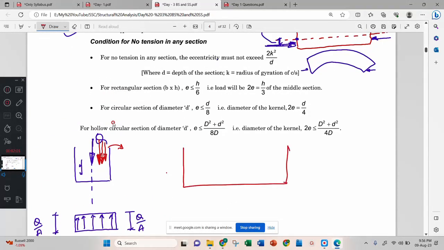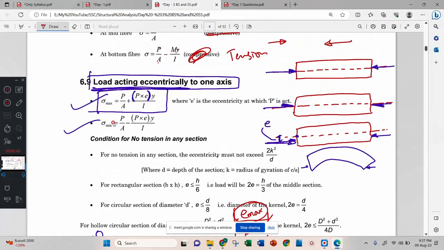This is a beam, this is the center. If you apply the load here with eccentricity E, there is a little more compression on one side and less compression on the other. Then again, more compression on one side and very little on the other. Then if you shift your E this side, more compression on one side and zero compression on the other. Then if you shift again, one side compression and other side tension. This distance is called E max. Correct?